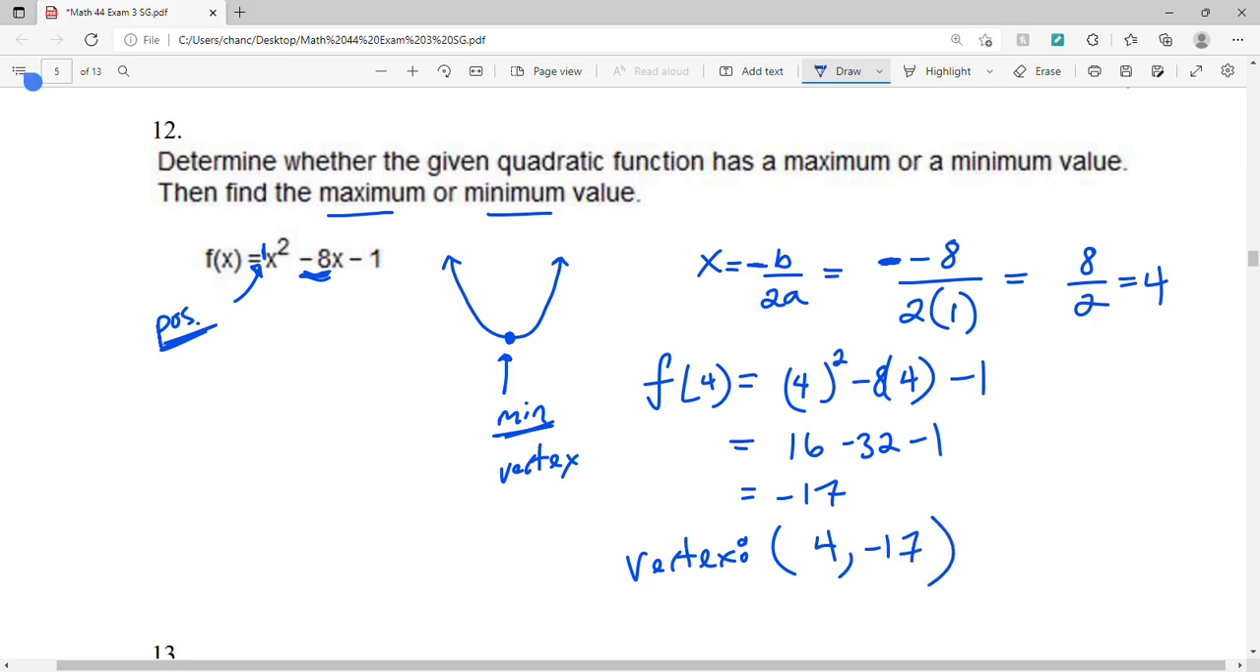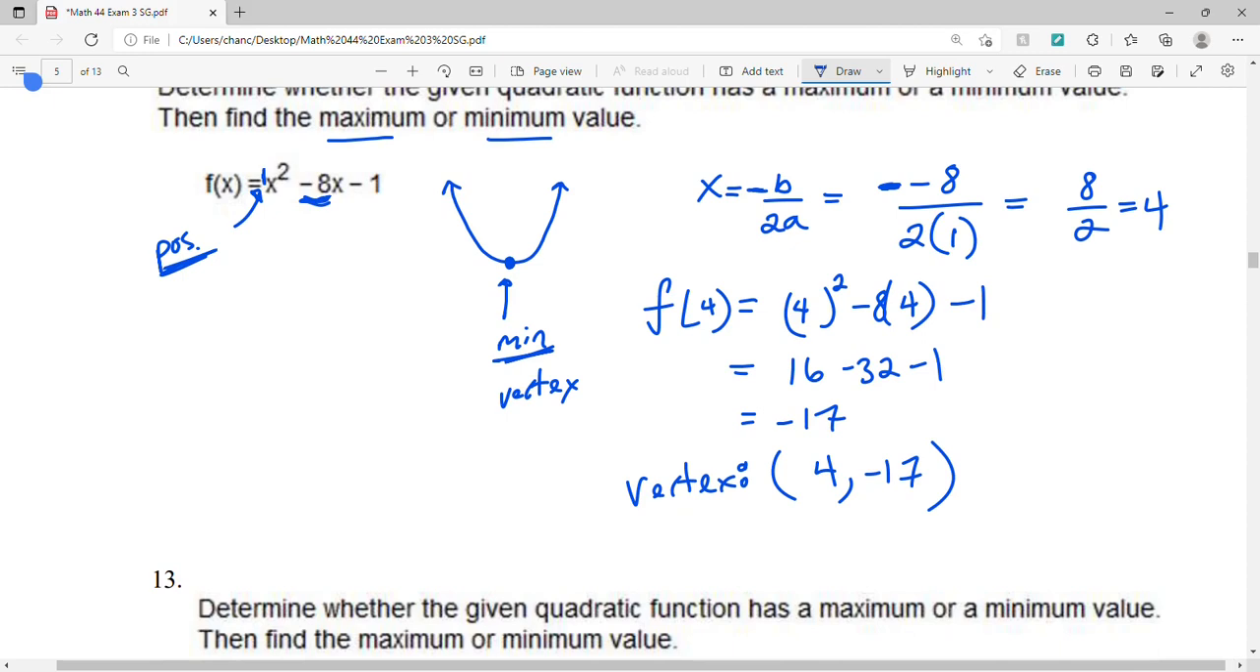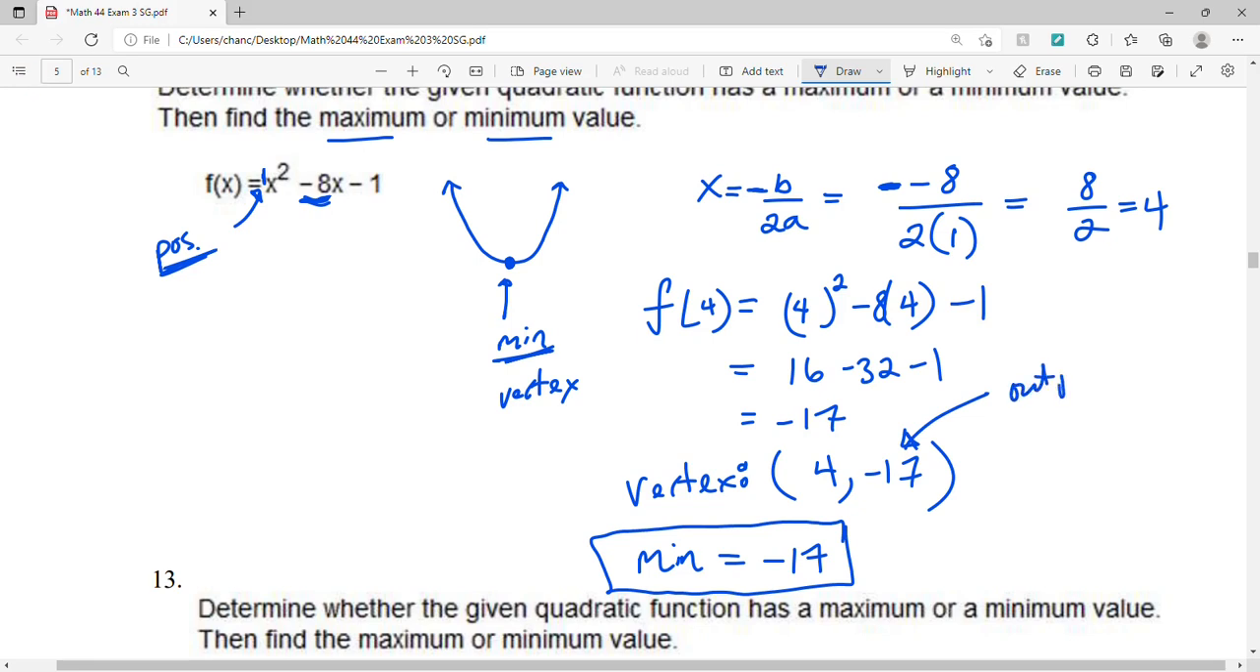But we need to state the minimum. What is the minimum? Well, the minimum is the smallest output of the function. So in this case, our minimum is just negative 17. It's the output. The output is the y coordinate of this ordered pair.